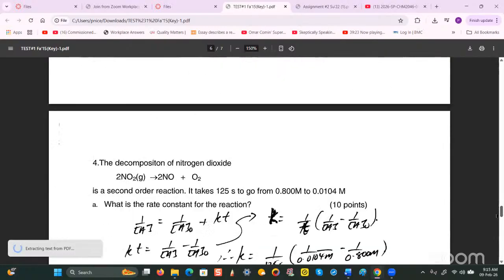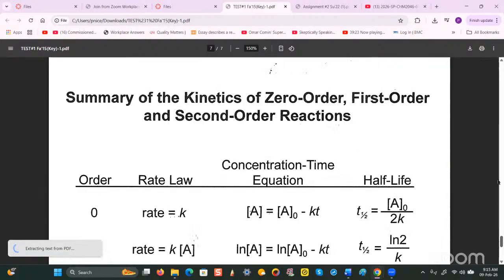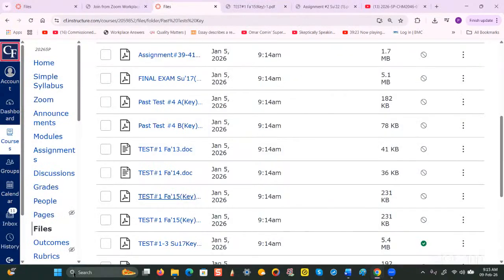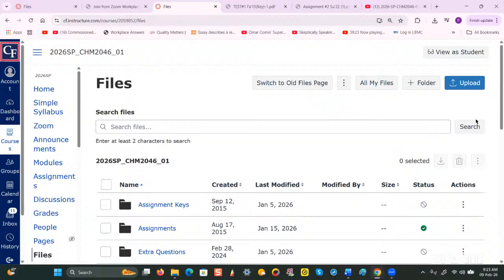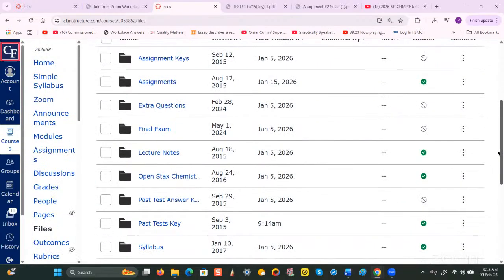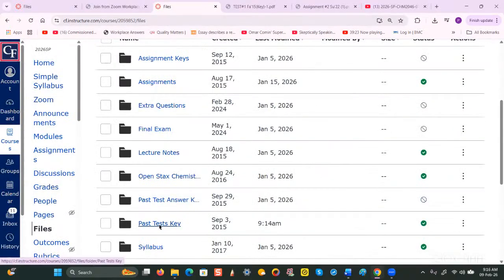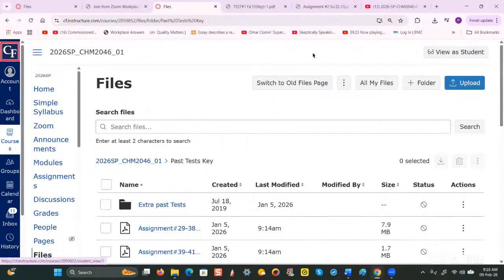I think this is a good one to look at to prepare for your test. Okay, so let me go here. Let me publish this right here. And let me also publish the past test key folder. I think that's already published. Hold on. Okay, yeah, it's already published. All right. So you can use that to help you to prepare for your test as well.